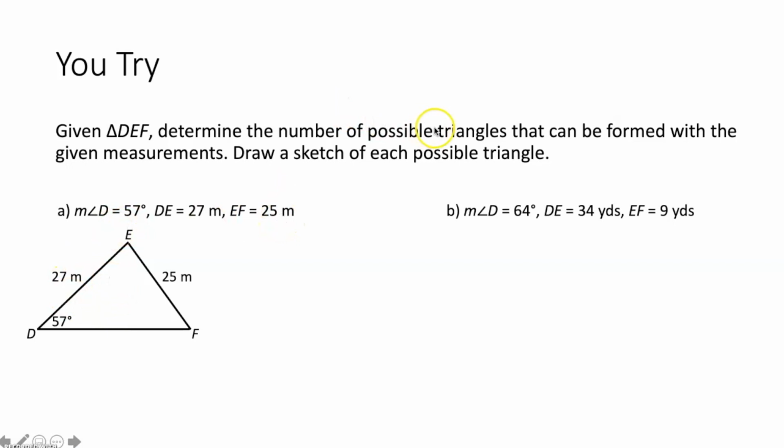Now we need to actually answer the question. We need to determine the number of possible triangles that can be formed with these given measurements. So how do we do that? Well, we look at our chart and we see the first thing we have to determine is, are we given an acute angle or an obtuse angle?